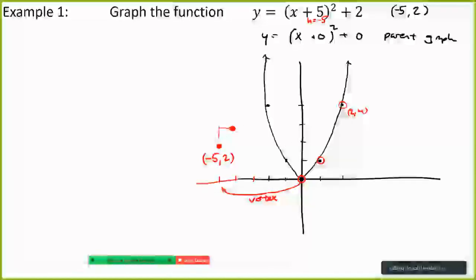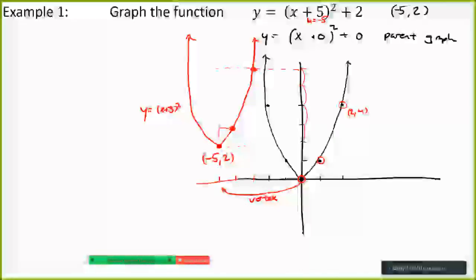So let's see, 1, 2, 3, 4. So it's going to be this high. And it's going to be 2 spaces away from the vertex. 1, 2. So right here. And then I'm just going to throw the other side in symmetry like that. So here's the actual function for this problem. Y is equal to (x + 5)² + 2 in red.